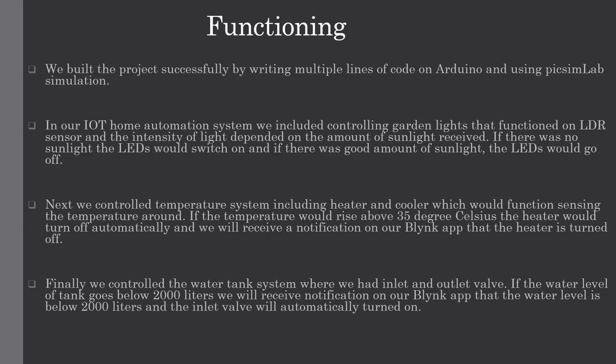Finally, we control the water tank system, where we have an inlet and outlet valve. If the water level of the tank goes below 2000 liters, we will also receive a notification on our Blynk app that the water level is below 2000 liters, and the inlet valve will be automatically turned on. So this is all about the home automation project.